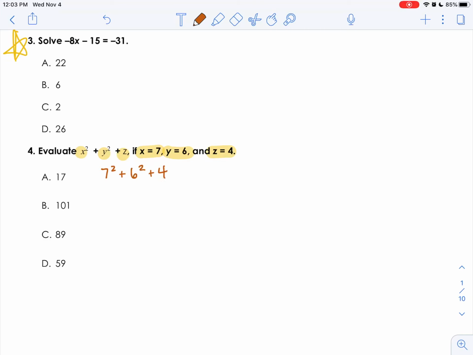Now I use PEMDAS. There are no parentheses, but I do have some exponents here, 7 squared and 6 squared, so I'm going to go ahead and do that. Remember, if you're squaring something, you're multiplying it by itself. So 7 times 7 is 49, plus 6 times 6 is 36, and I drop down this plus 4. The only thing left to do is add, so I'm going to move from left to right. 49 plus 36 is 85, plus 4 is 89. C.